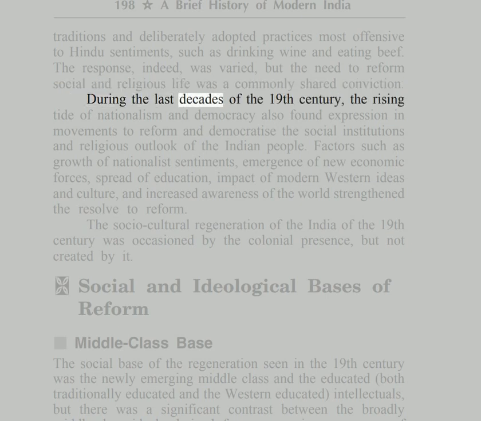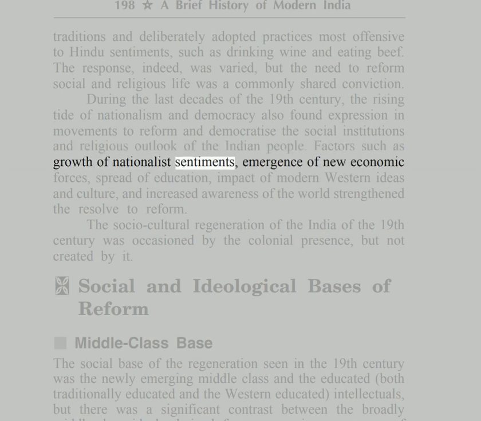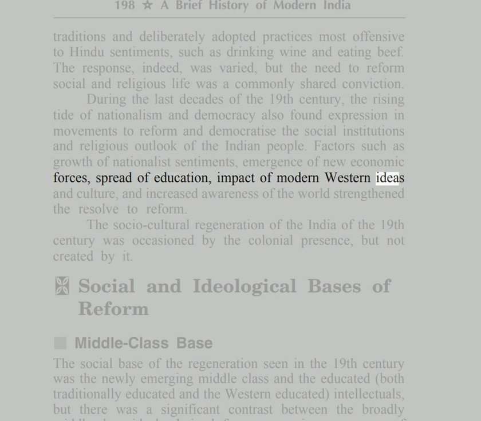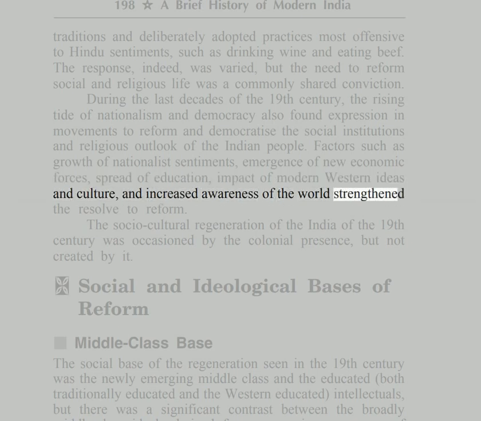During the last decades of the 19th century, the rising tide of nationalism and democracy also found expression in movements to reform and democratize the social institutions and religious outlook of the Indian people. Factors such as growth of nationalist sentiments, emergence of new economic forces, spread of education, impact of modern Western ideas and culture, and increased awareness of the world strengthened the resolve to reform.